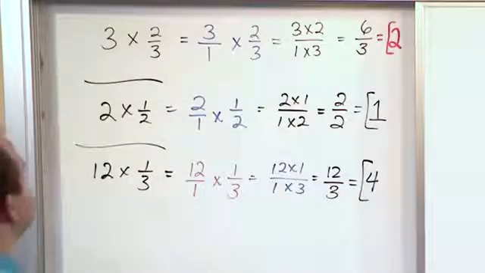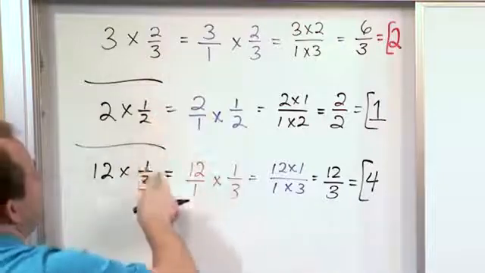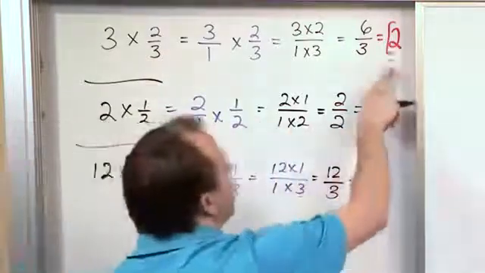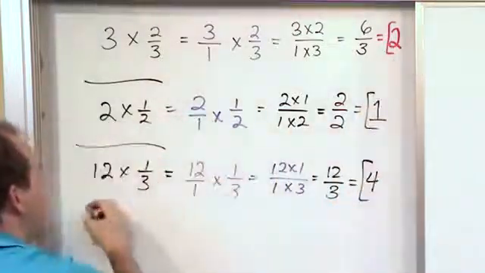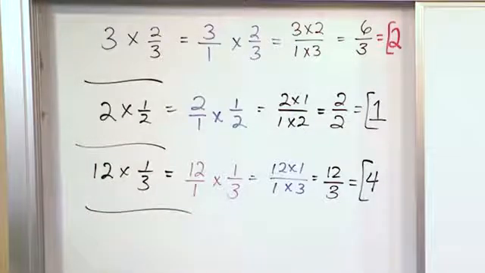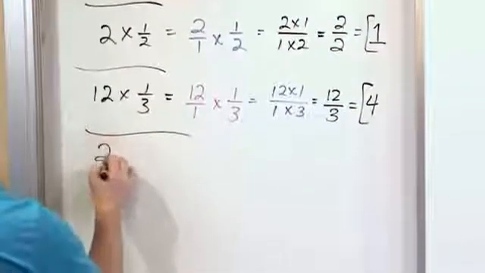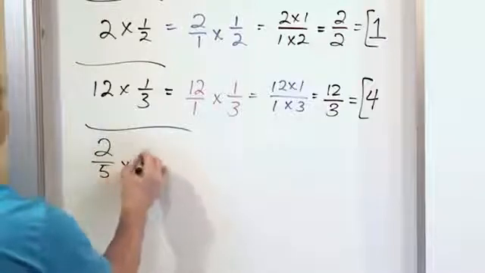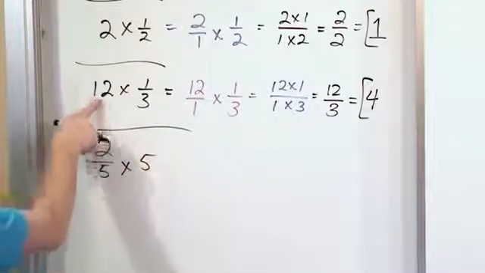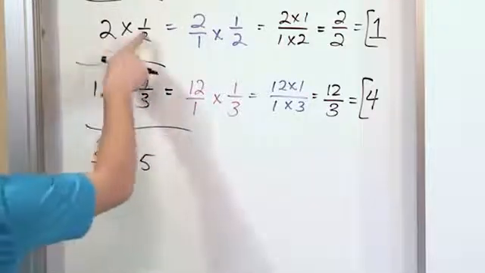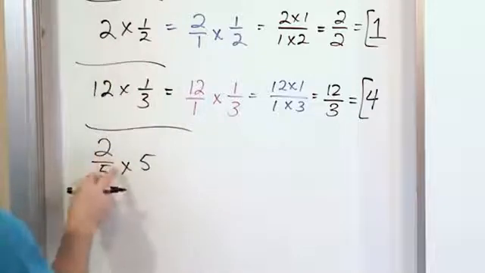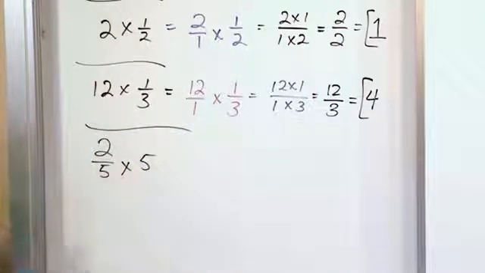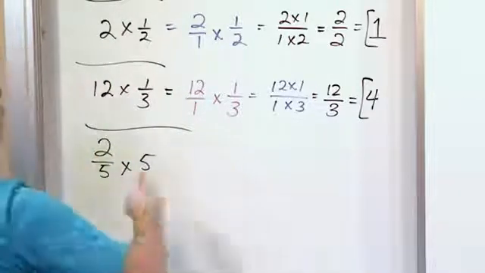So far, for every time we've multiplied a fraction by a whole number, we've always gotten a whole number back. But that's not always the case. Let's do one when that's not the case. What if we have 2/5 times 5? Now here we've had the whole number times the fraction, whole number times the fraction. Here we have it backwards, the fraction times the whole number. But you do exactly the same thing. I mean, there's no difference.